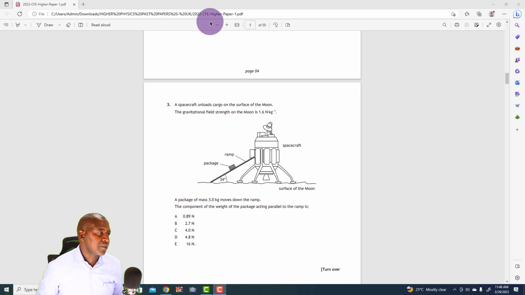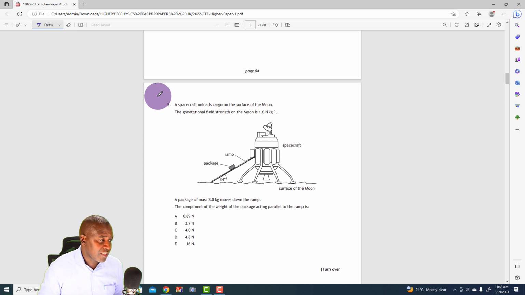This one is very easy because this is how we would work it out. Let's look at the forces acting on this package. One of them is the weight of the package. Over here, this is the weight of the object, which is 3 kilograms times 1.6 newtons per kilogram. That gives us 4.8 newtons.